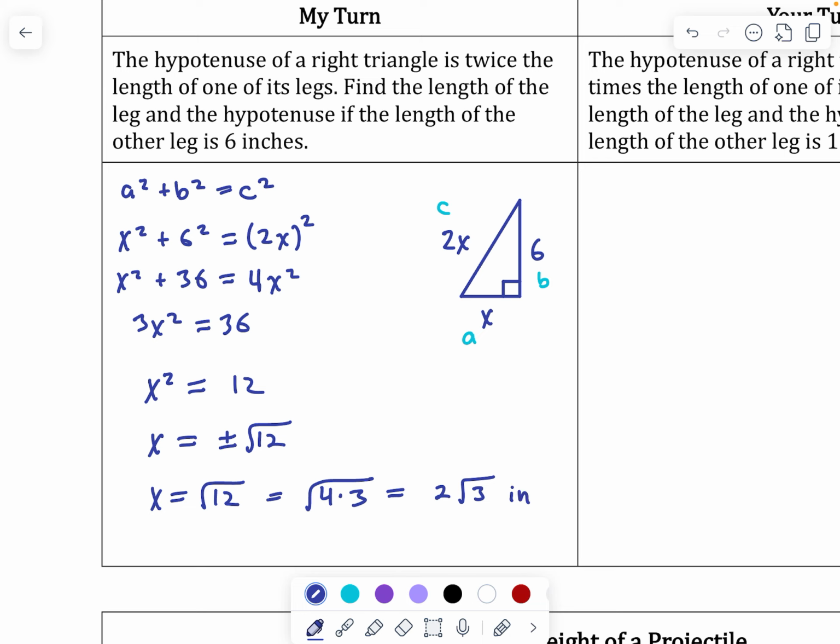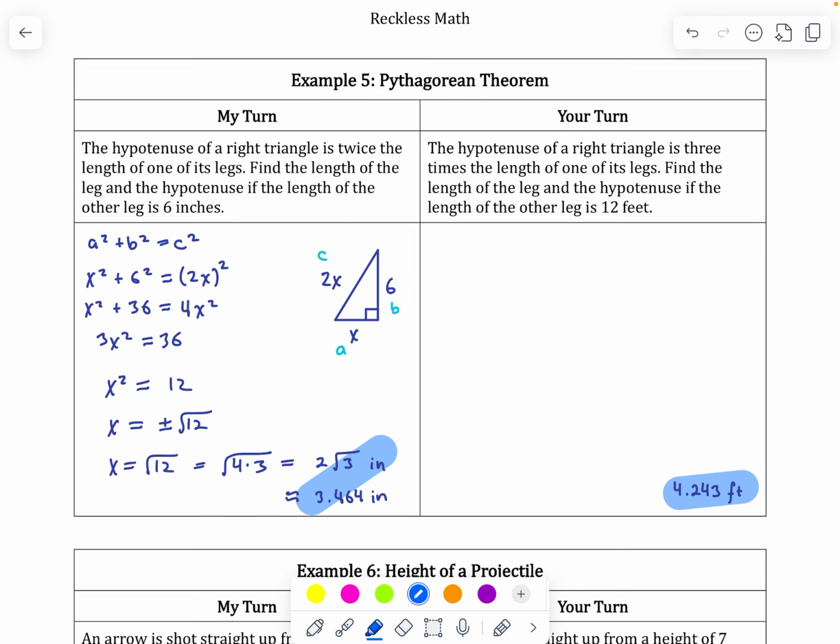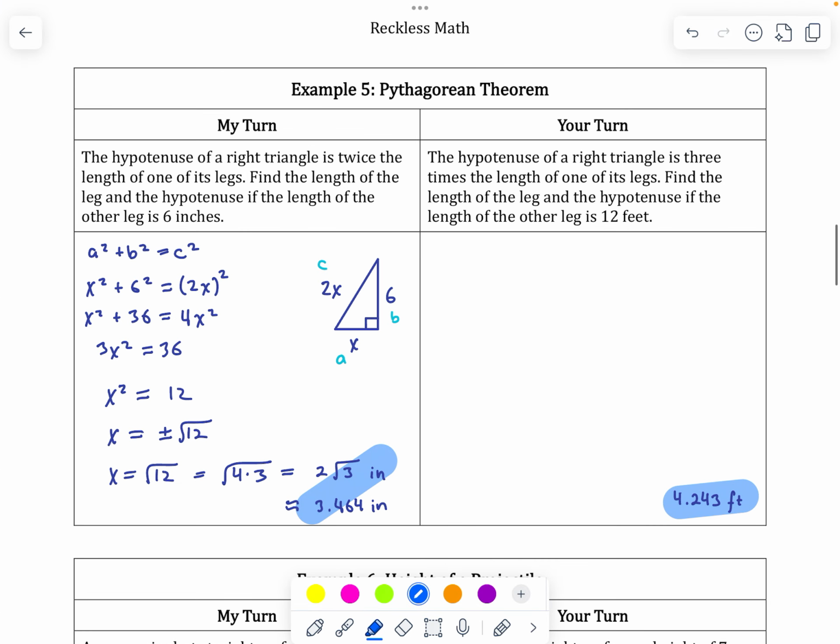You can plug that into a calculator. That's about 3.464 inches. So those are both perfectly fine answers. 2 root 3, which is about 3.464. Good. Okay, pause the video, try the next one. Same exact thing. See if you can find your way to the correct solution.